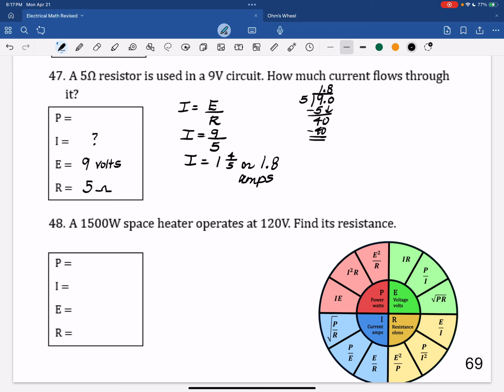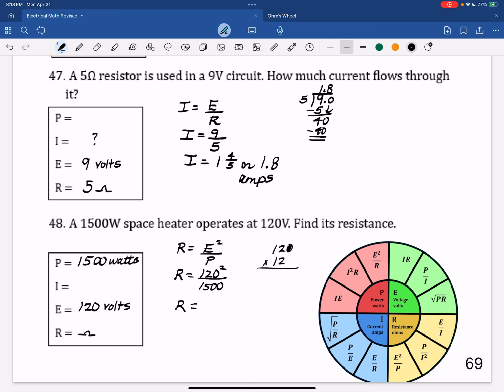A 1500 watt space heater operates at 120 volts, and we need to know the resistance when we know P and E. So this is E squared divided by P. So R equals 120 squared divided by 1500. So 120 squared, we can shortcut here.